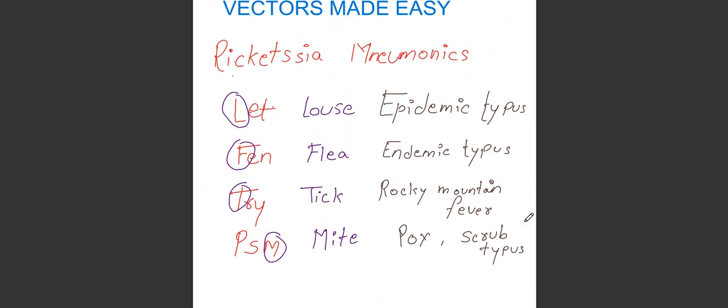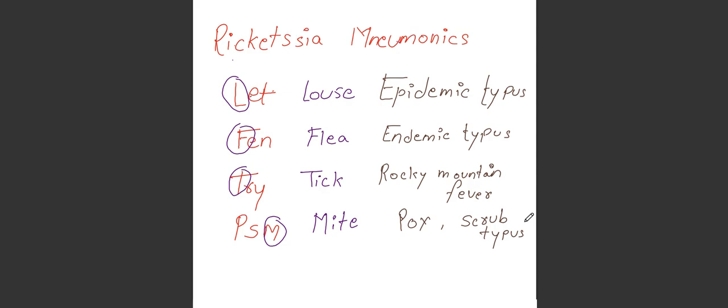For the rickettsia mnemonic, let's try LEFT RY PSM, where L represents louse, E for epidemic typhus, F is flea representing endemic typhus, T is for tick, RY representing Rocky Mountain fever, and PSM: M for mite, P is for pox, and S is for scrub typhus.